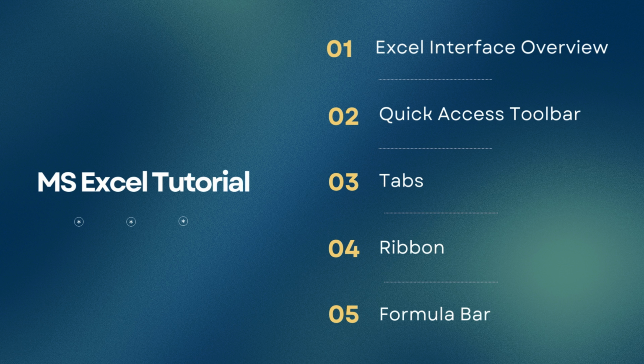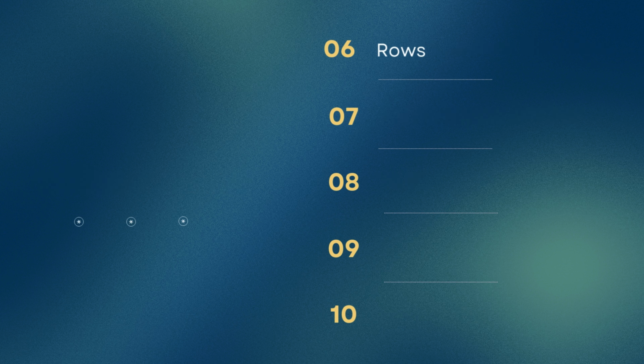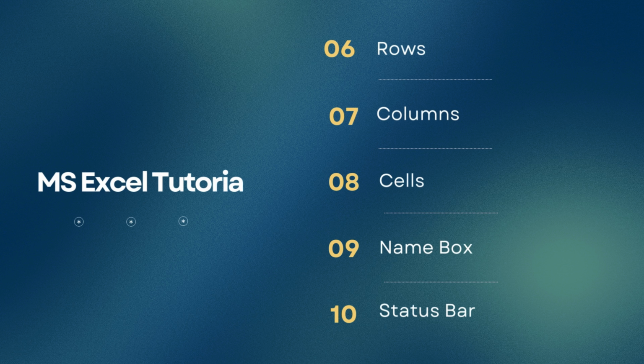In this tutorial, we will go over the essential components of the Excel interface, including the Quick Access Toolbar, that is QAT, tabs, ribbon, formula bar, rows, columns, name box, cell, and status bar. By understanding these basic components of Excel, you will be able to navigate through the interface more efficiently and work with data more effectively. So friends, let us start the tutorial.